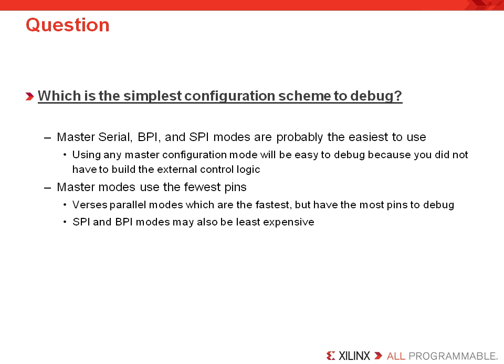Another common question we'll get is, which is the simplest configuration scheme to debug? Well, master, BPI, and SPI modes are the easiest to debug since their control logic is already included and verified. These modes also have the fewest pins versus parallel modes, which have the most pins to resolve. However, SPI and BPI modes may also be the least expensive of the simple configuration modes. So you might want to read up on all three if you're looking for just the simplest, fastest way to get it done and move on.